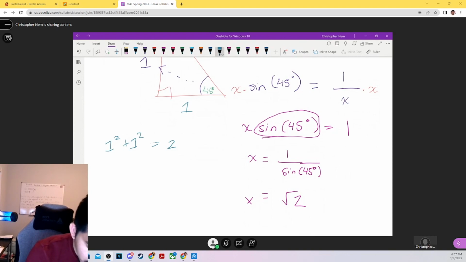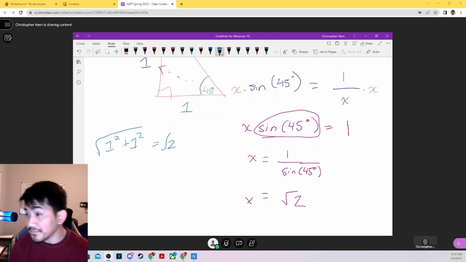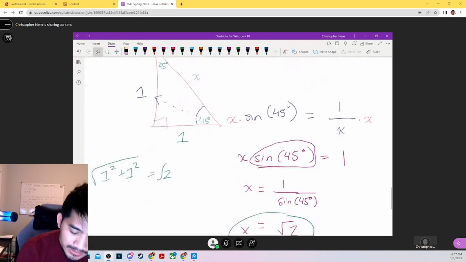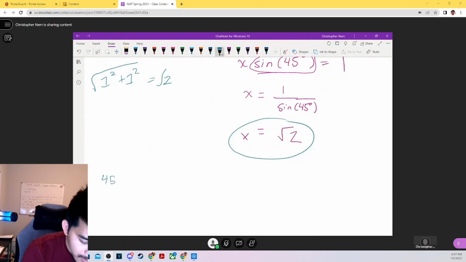Messed it up. Then we have to square root that all. Boom. Okay? So that's how we get square root 2. A squared plus b squared equals c squared. And in particular, this is a special right triangle. This is called the 45, 45, 90 triangle.